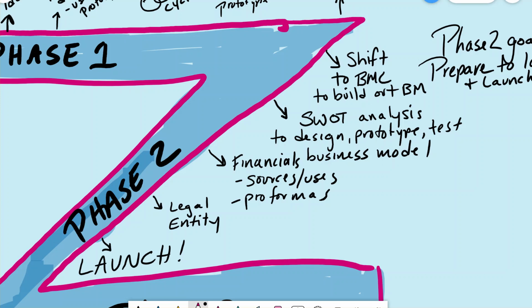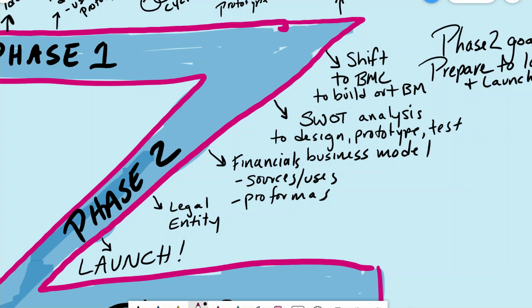And then you can employ the SWOT analysis, the strengths, weaknesses, opportunities, and threats, internal and external analysis to design, prototype, and test the actual business model relative to competition and all of the other external environmental things that you want to pay attention to.